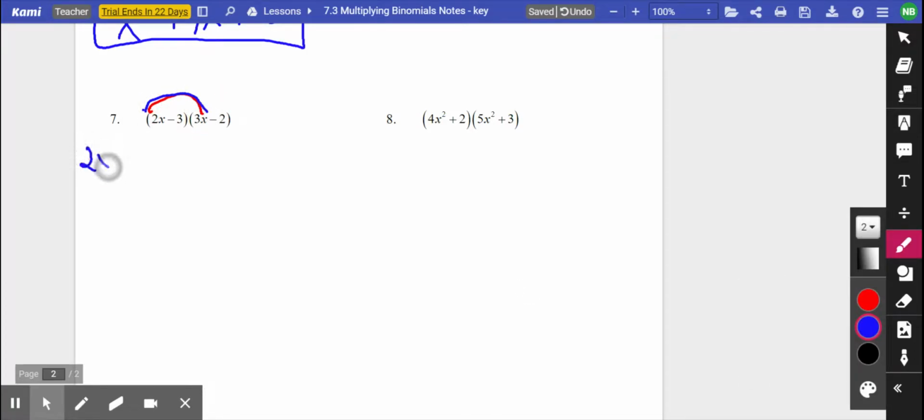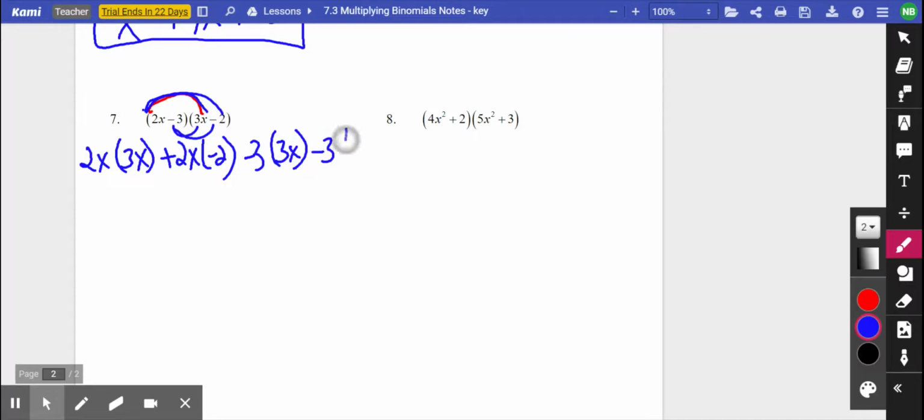All right, so we got 2x times 3x. We have positive 2x times a negative 2. We got this negative 3 times a 3x. And we got this negative 3 times a negative 2. And notice how they put that negative, kind of said that kind of funny, didn't I?